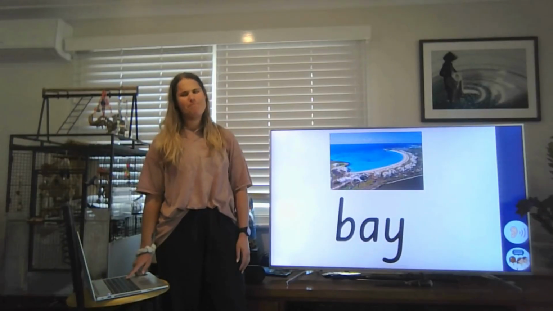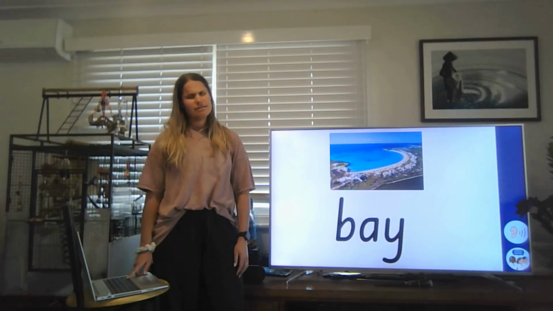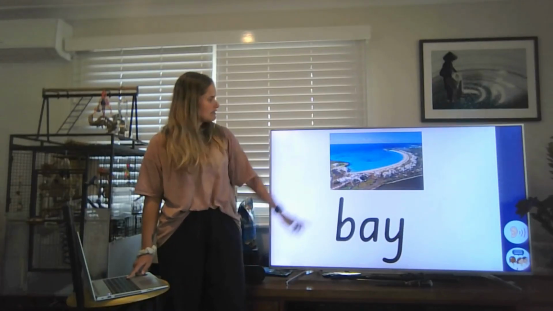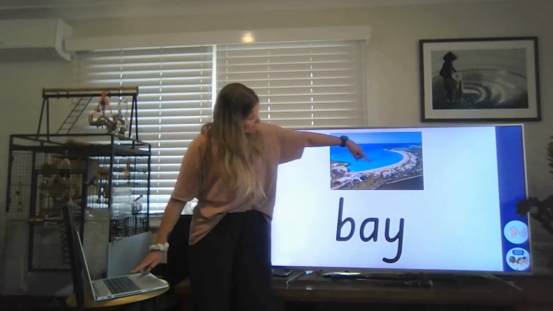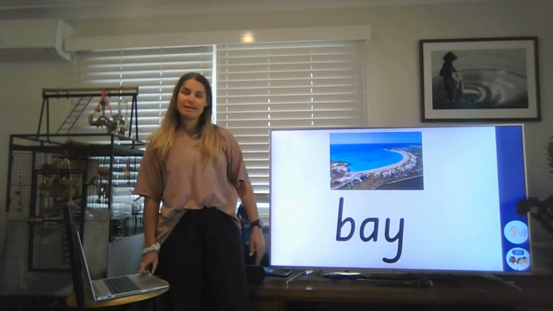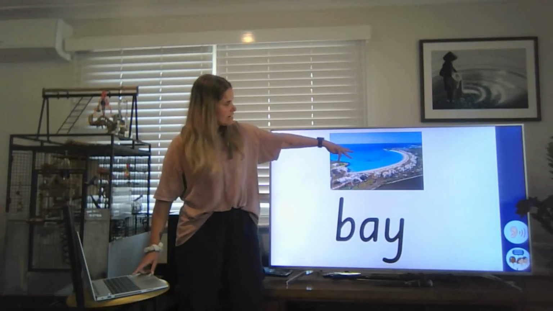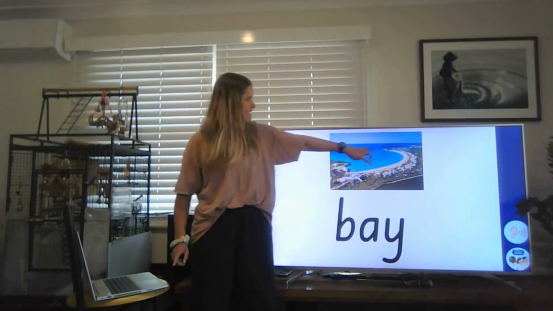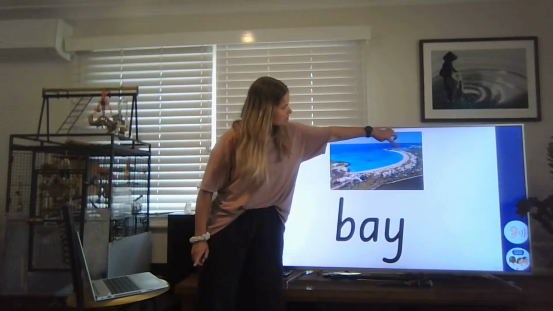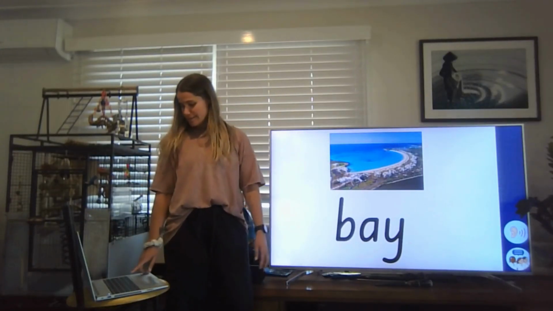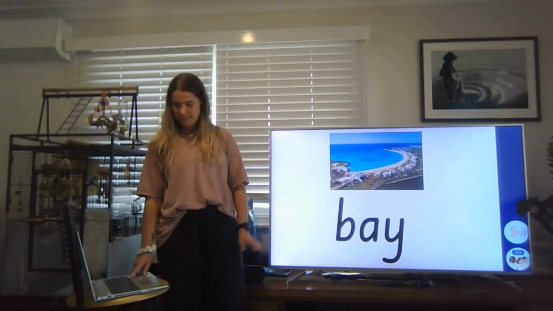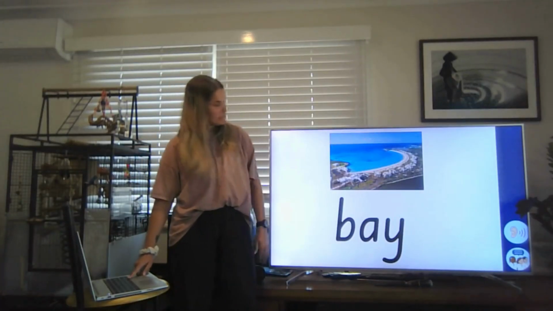Does anyone know what the word bay means? A few of you have heard it? Yeah, so it's kind of like this. It's mostly a swimming area that you might have been up to Shoal Bay, really close to here. But it's generally quite protected and it's got that really distinct U shape that you can see in this picture. So that's a bay, a nice place to swim. It's generally pretty calm because it's quite protected at the edges.